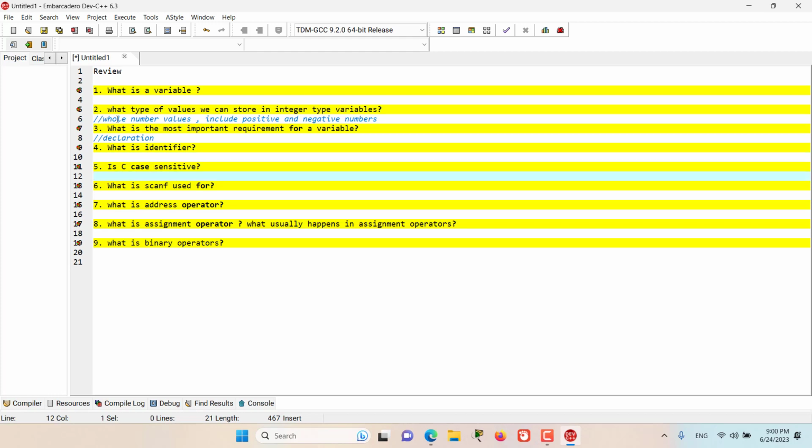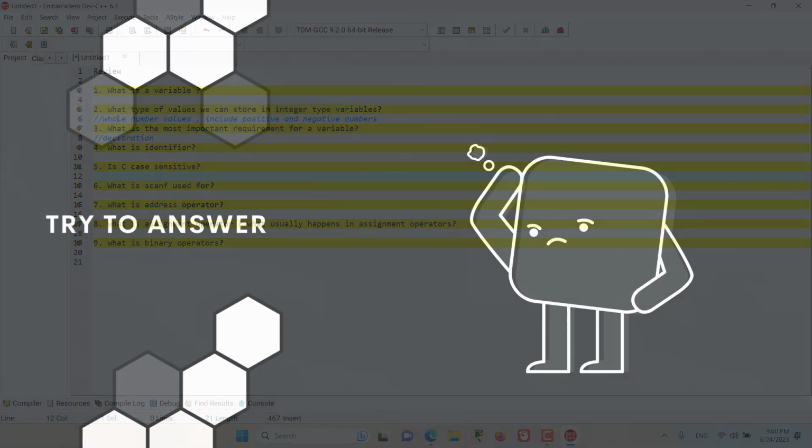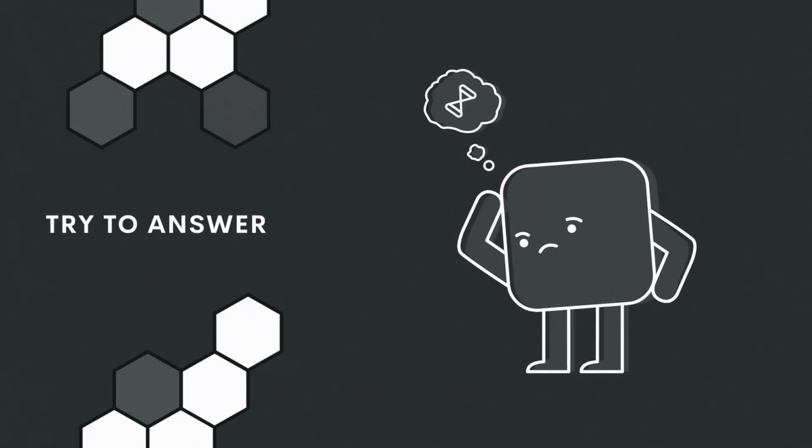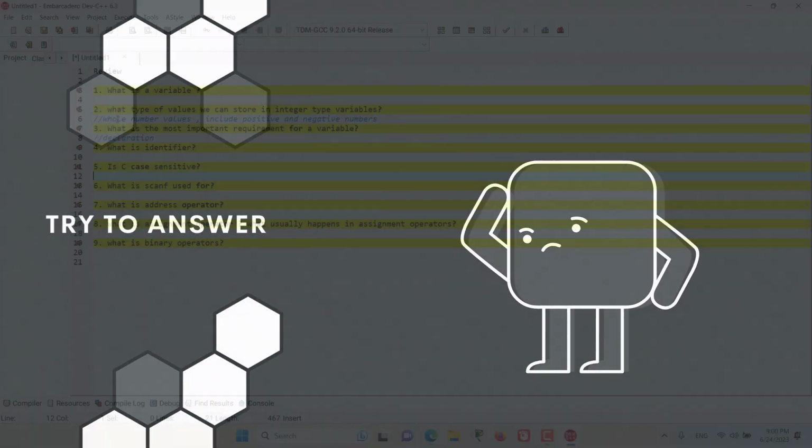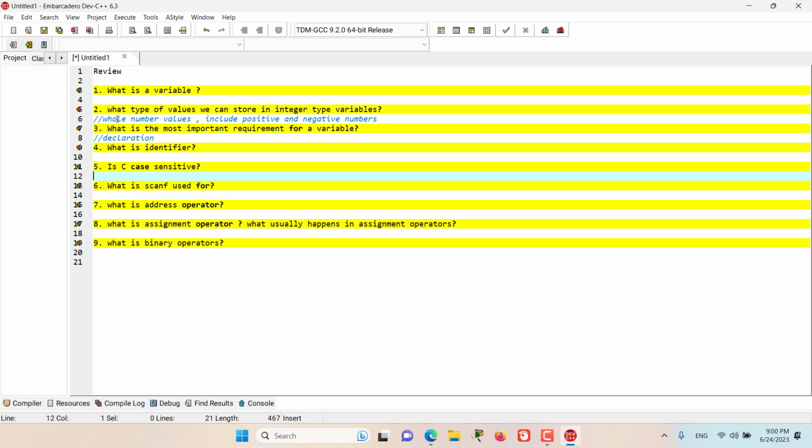So the next question is, is C case sensitive? Yes, C is a case sensitive language. That means that, for example, an identifier, my number, is not the same as this other identifier with a different case in my number, because the case even with one character is different. So C will treat these two identifiers as different identifiers.